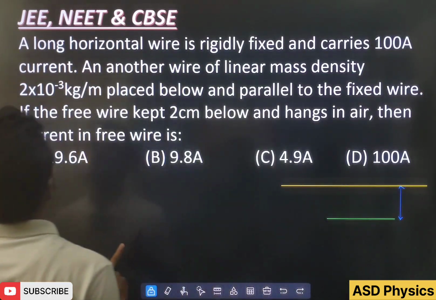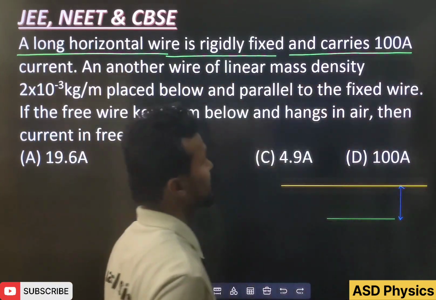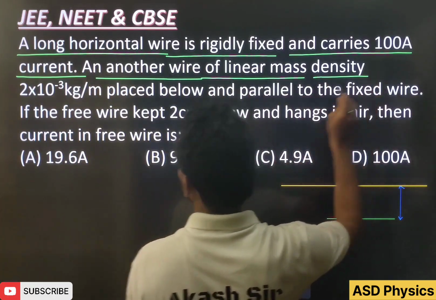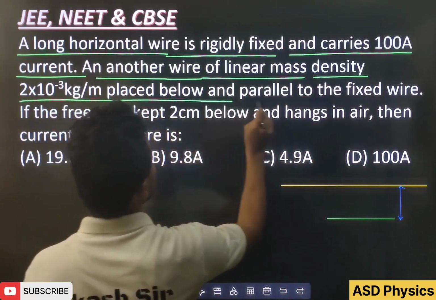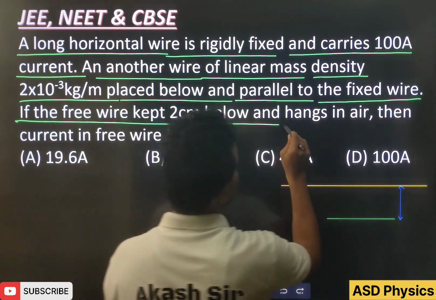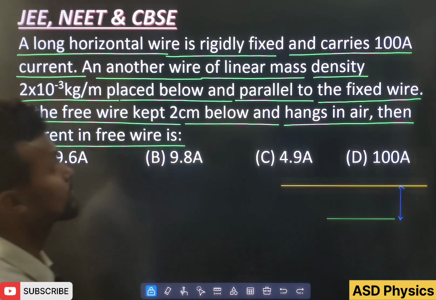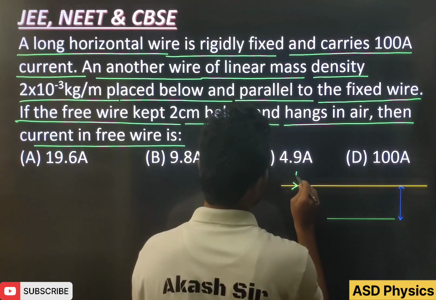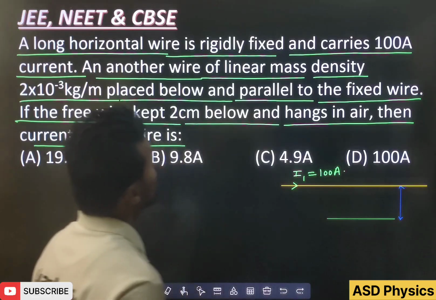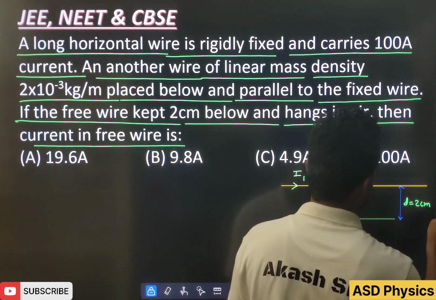Next one, let's see. This question is based upon equilibrium. A long horizontal wire is rigidly fixed and carries a 100 ampere current. Another wire of linear mass density 2 into 10 to the power minus 3 kg per meter is placed below and parallel to the fixed wire. If the free wire is kept 2 centimeter below and hangs in air, then what is the current in the free wire? Kindly see very well, they are not telling anything, so I have taken the current in the fixed wire, how much? They are telling 100 ampere here. Now the distance between the wires, how much is given? 2 centimeter. This D is the 2 centimeter.